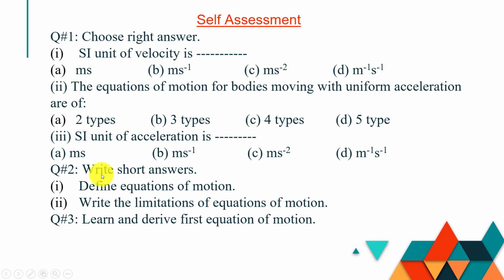Now the question number 2 is write short answers. First short question is define equations of motion. As I have already told you in the lesson what are equations of motion or how can you define equations of motion. So you just have to define equations of motion. And the second question is write the limitations of equations of motion. And question number 3 is learn and derive the first equation of motion.